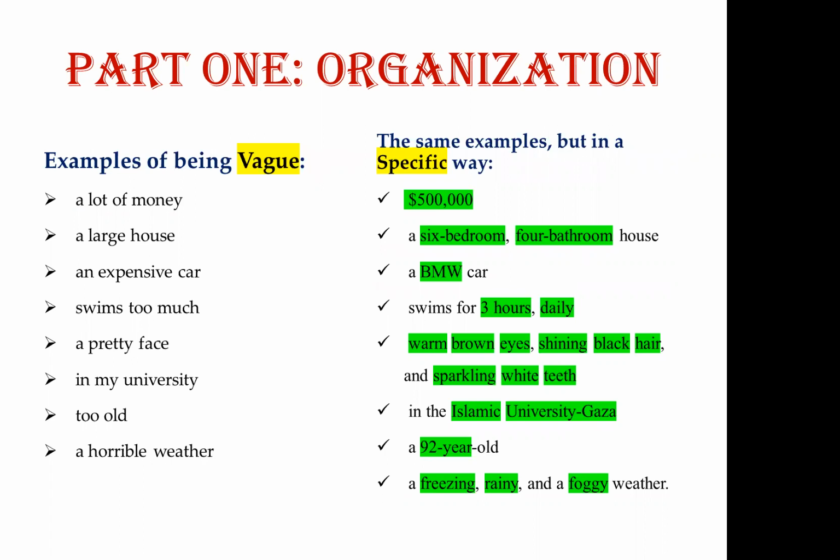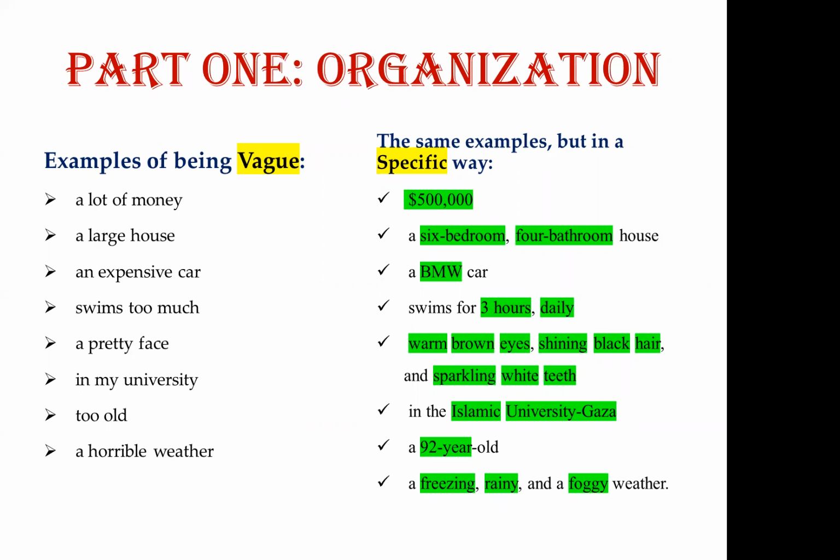Here are examples of being general. When I say a lot of money, a large house, it is a detail, it is something that you can read, but at the end, it is not specific. It is just general. A lot of money, a large house, an expensive car, or maybe a person that swims too much, a pretty face in my university, too old, a horrible weather.